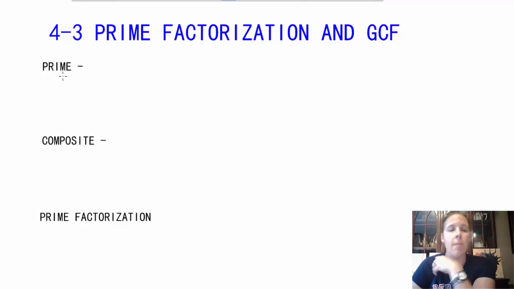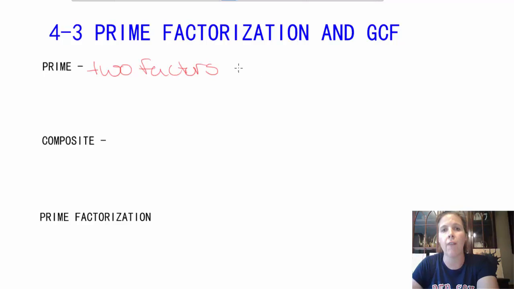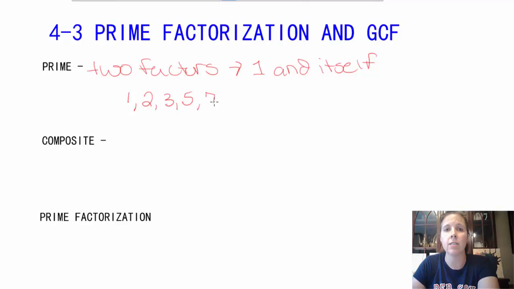So let's talk about, we've talked a little bit about what a prime number is, but a prime number means that a number only has two factors. And those two factors are 1 and itself. So some examples of that are 2, the only even prime number, 3, 5, 7, 11, 13, and on and on and on.